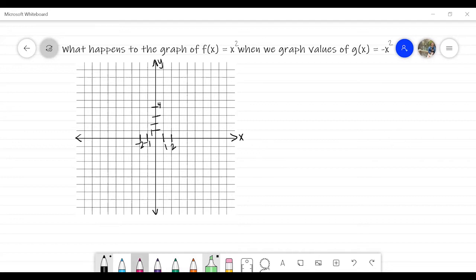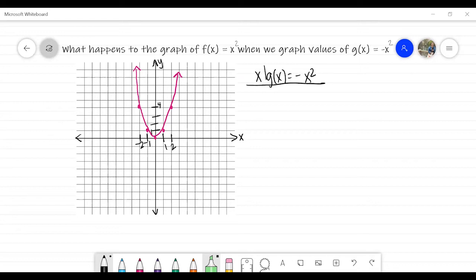Okay, so the original graph looks something like this. Again, we've done this a couple of times just on this page, so we have a pretty good idea. Plus, you should have learned about parabolas back in Math 095. Okay, so this is your original graph. So what happens when we go to graph g of x equals negative x squared?